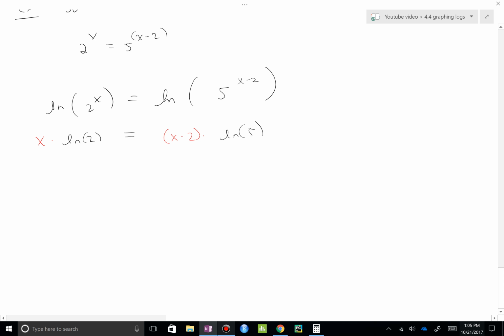Now watch this. I need to solve for x. Welcome back to 1050 or whatever algebra course. We need to put all the things with x's on one side. Well, we need to break this parentheses up. So I'm going to do that by doing this. Okay, so I get x times ln of 2 equals x times ln of 5 minus 2 ln of 5. Alrighty, so far so good. Now I'm going to subtract everything with x's onto one side. So x ln of 2 minus x ln of 5 equals negative 2 ln of 5.